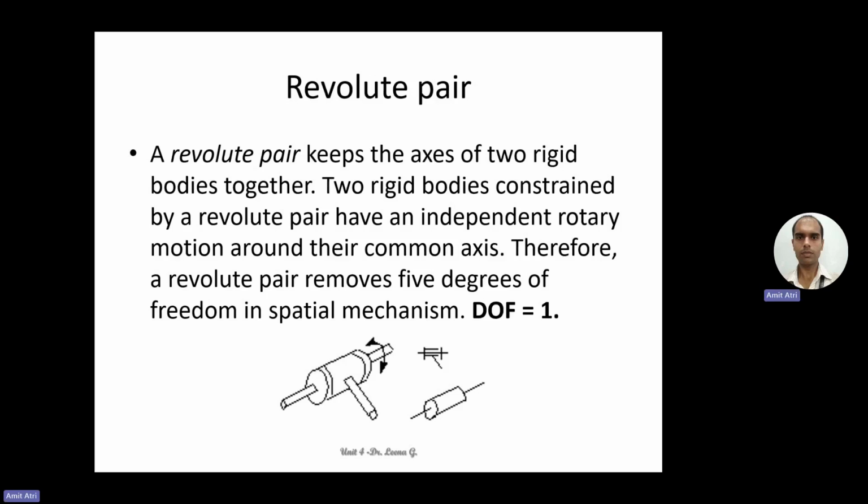Next is the revolute pair. The revolute pair keeps the axis of two rigid bodies together. Two rigid bodies constrained by a revolute pair have an independent rotary motion around their common axis. So the revolute pair removes 5 degrees of freedom in spatial mechanism. 5 are removed, only 1 is left. Only the rotational.